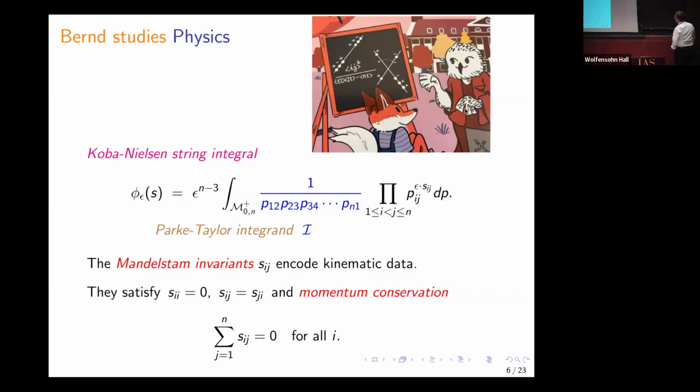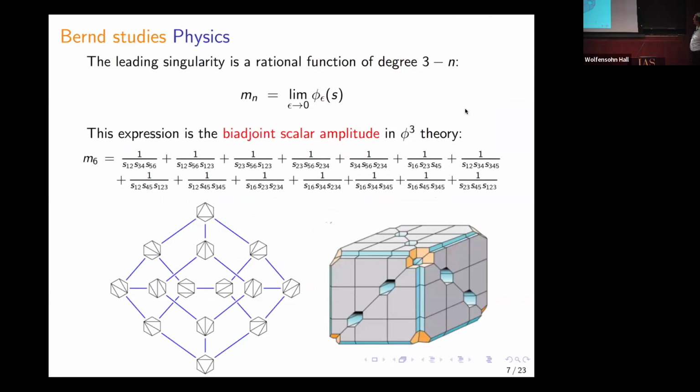Now, as you well know, the Mandelstam invariants encode kinematic data. They satisfy the condition that they form the entries of a symmetric n by n matrix with zeros on the diagonal and all row sums and column sums 0. So those are the momentum conservation relations. Okay, so this is the integral. Now, this is, of course, a complicated transcendental function of the S's, but we get something easier and nice if epsilon tends to 0.